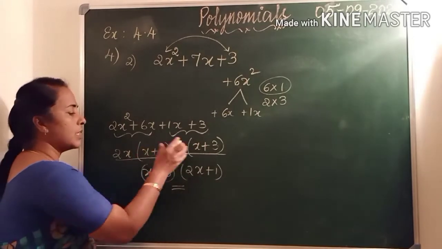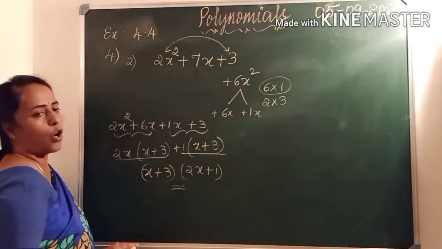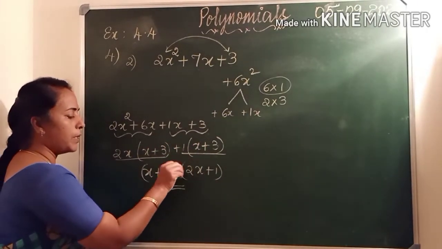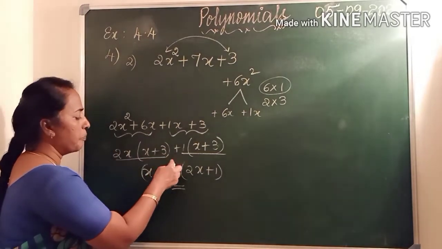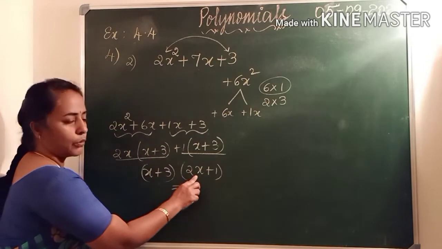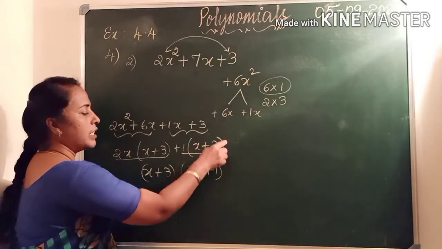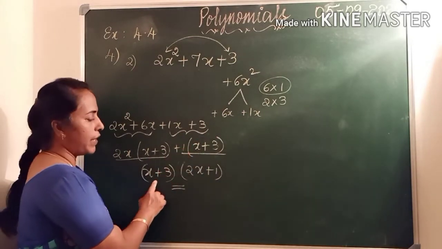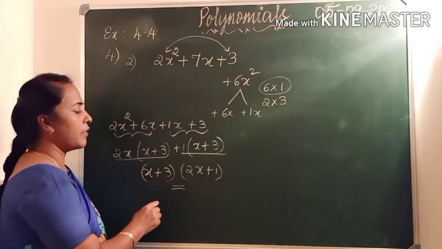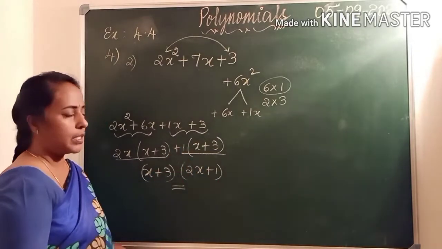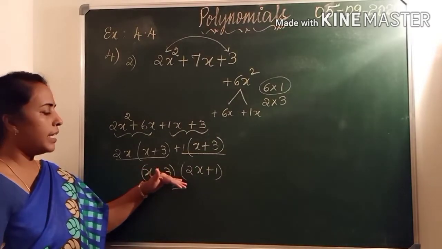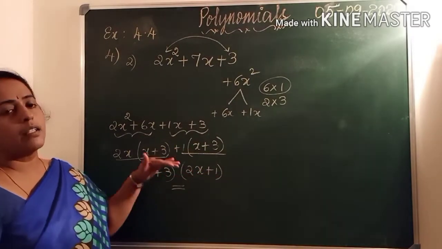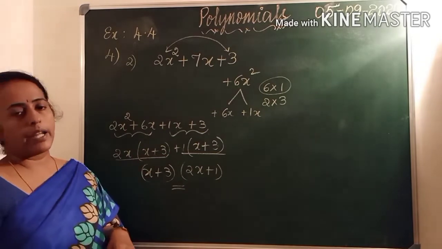So, here in both the terms, x plus 3 is common. Take outside. So, open the bracket. So, first term, divide that by x plus 3. These two will be cancelled, 2x left over. So, plus, here second term should be divided by the common factor, x plus 3 will be cancelled. So, plus 1. So, now we got two factors. So, x plus 3 and 2x plus 1 are the factors of this trinomial.